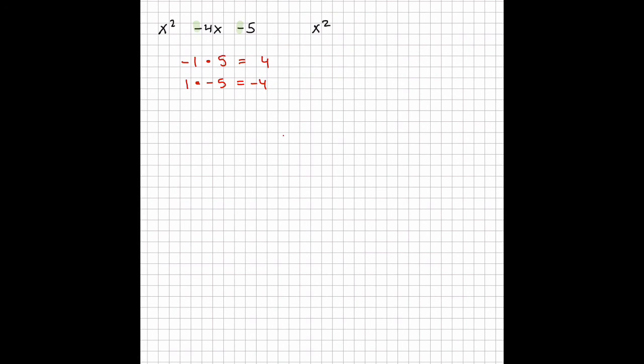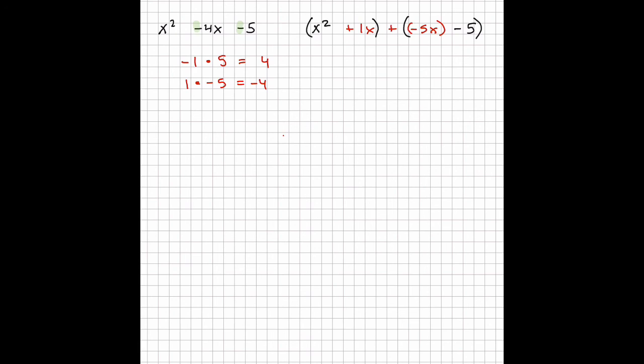So we're going to break the problem up as x squared plus 1x plus negative 5x minus 5. And from here, we can now group our problems. So I'm going to group these two and these two.